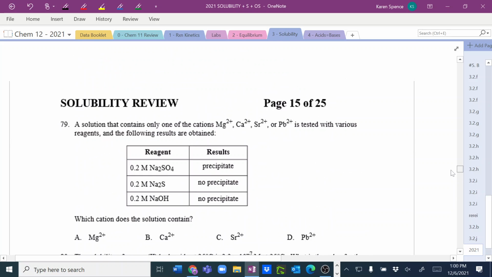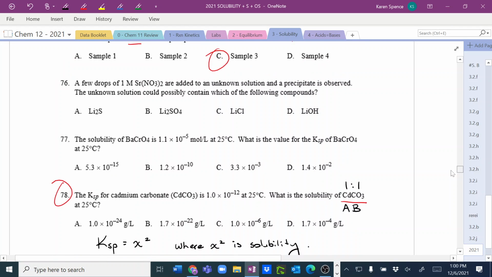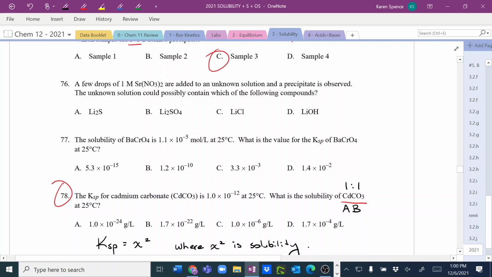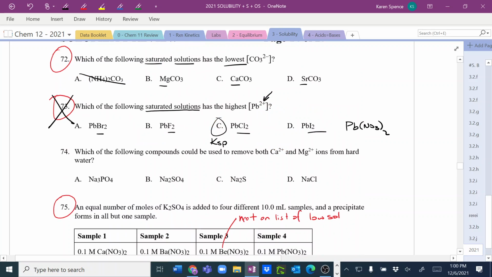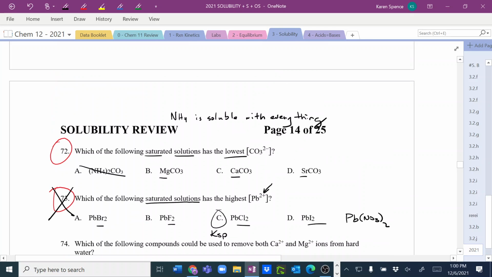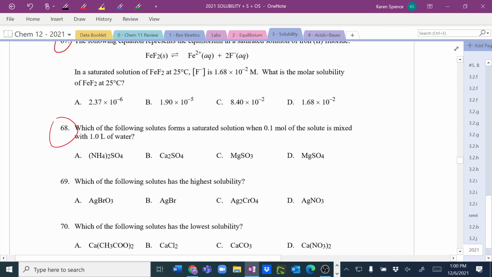Where are we at? Okay, so our answer there was D. All right, let's see, 68.